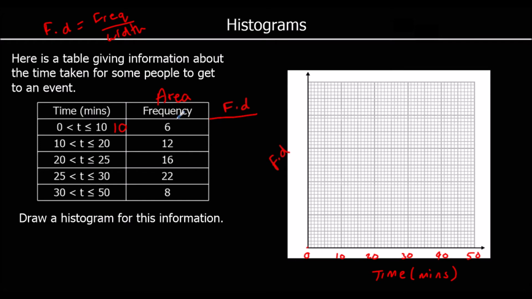So the first bar has got an area of 6, a width of 10. So the frequency density is 6 over 10, which is 0.6. The second bar, the width is 10 again. 12 divided by 10 is 1.2. Then the 20 to 25 group is 5 wide. 16 over 5 is the same as 32 over 10, so 3.2.